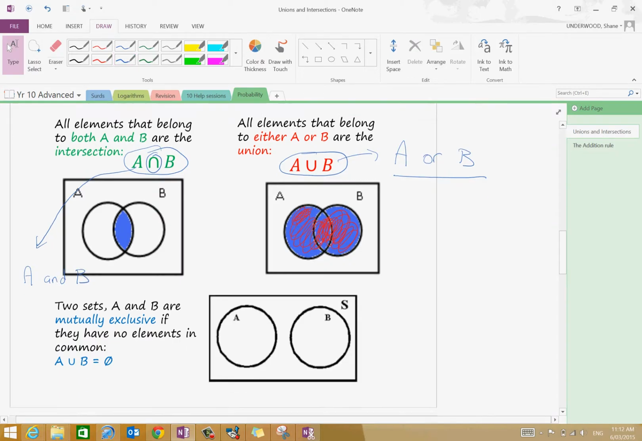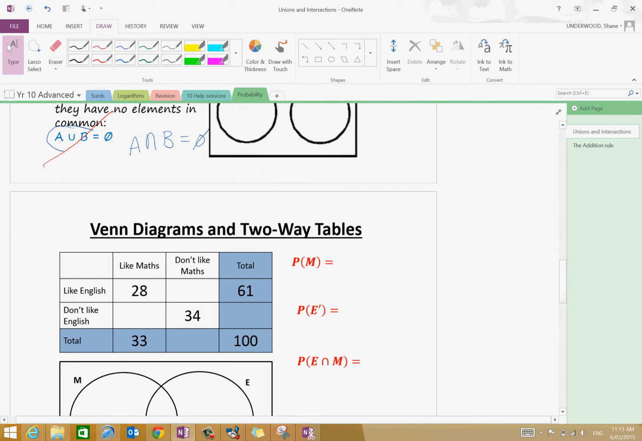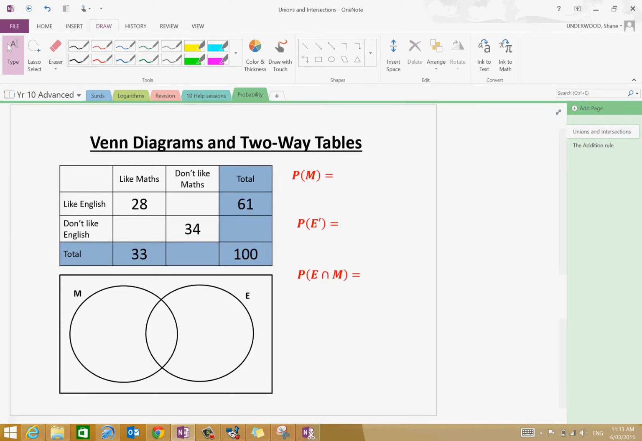Now, two sets A and B are mutually exclusive if they have no common elements. In other words, I'm not sure this A union B, isn't that supposed to be A intersection B? I believe it is. That's a mistake. Okay, this is a mistake. A intersection B, which is where they cross, is equal to the null set. Okay, it means that there is no intersection. All right.